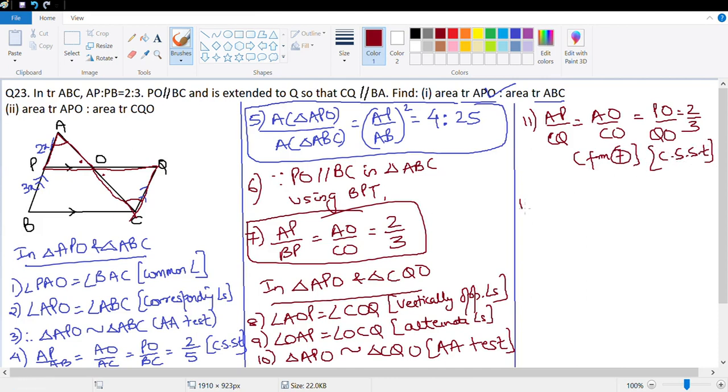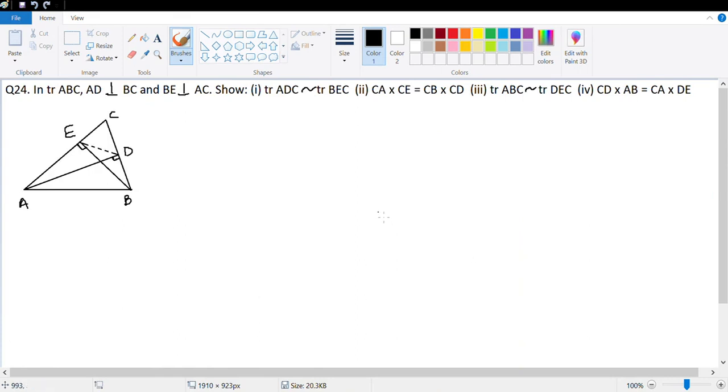Done. Which means area of triangle APO upon area of triangle CQO would be equal to AO upon CO whole square. In this case 4:9. Good, interesting question. Let's look at the next question. The next question that we do is question number 24.